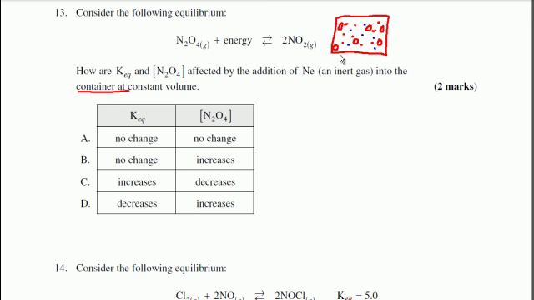Now, the total pressure is going to change. That is true. However, the pressure of the N2O4 and the pressure of NO2 is going to remain the same. In other words, the partial pressures remain the same, but the total pressure increases. Since the partial pressure of N2O4 remains the same, or in other words, the amount of moles per volume remains the same, the concentration of N2O4 doesn't change at all.